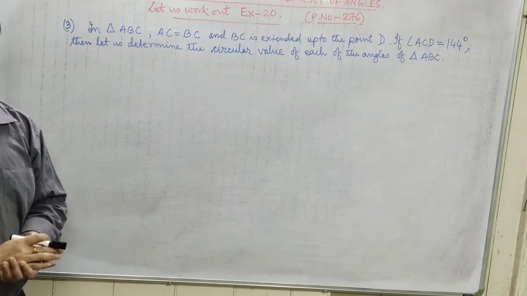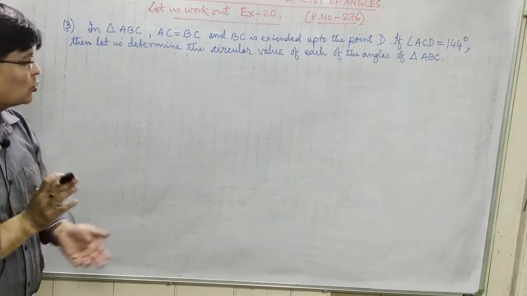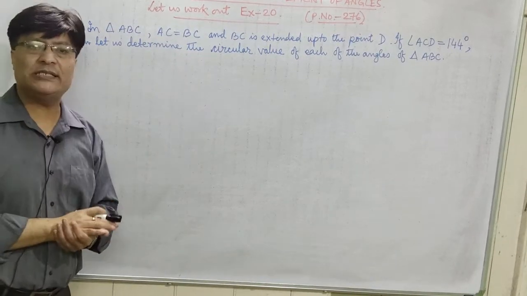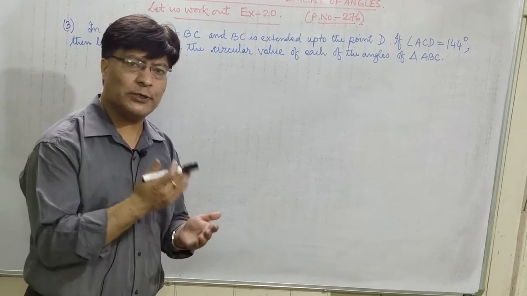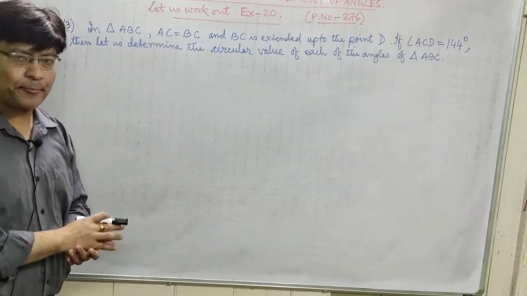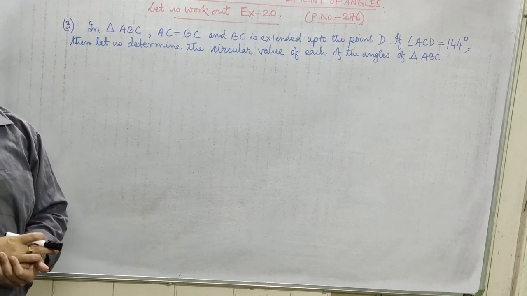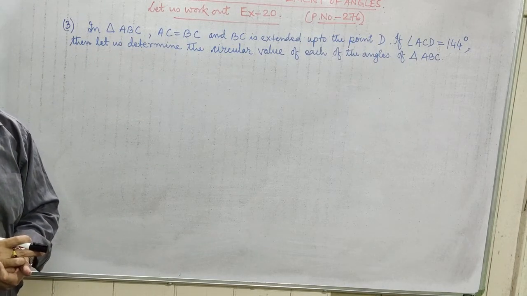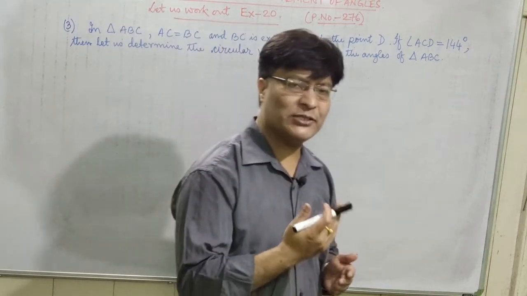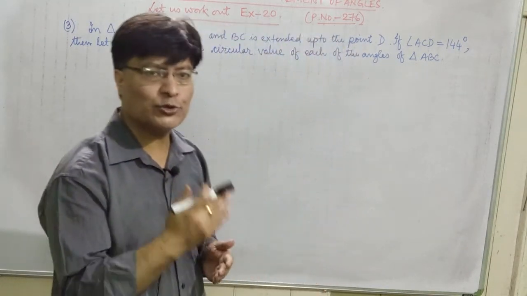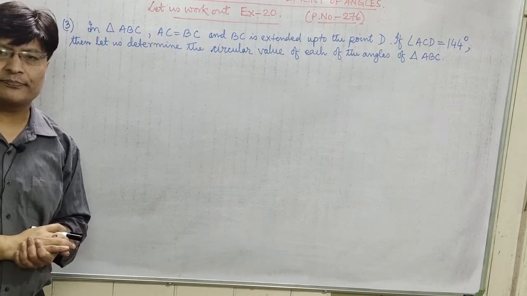So in the question, a triangle ABC is given in which the two sides AC and BC are equal and the side BC is produced up to the point D. And it is given that angle ACD is equal to 144 degrees. So you have to determine the circular measures of the values of all the angles of the triangle ABC.